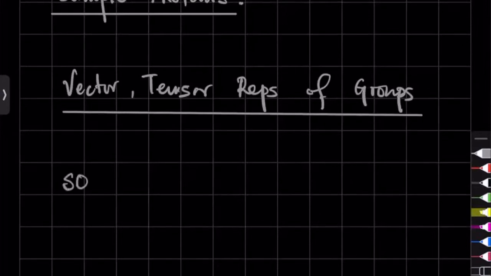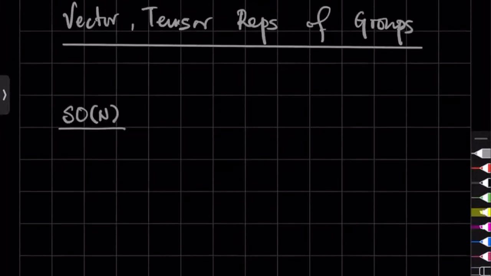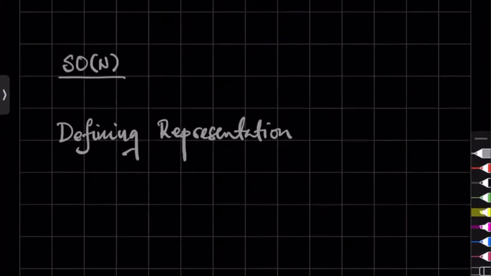So let's just take SON or ON, it doesn't matter, but for definiteness, let's just talk about SON. In fact, I will have something to say about ON. So for these groups, there is the defining representation, right? What will it be? It'll be some sort of n by n matrices, and they act on some vector space.